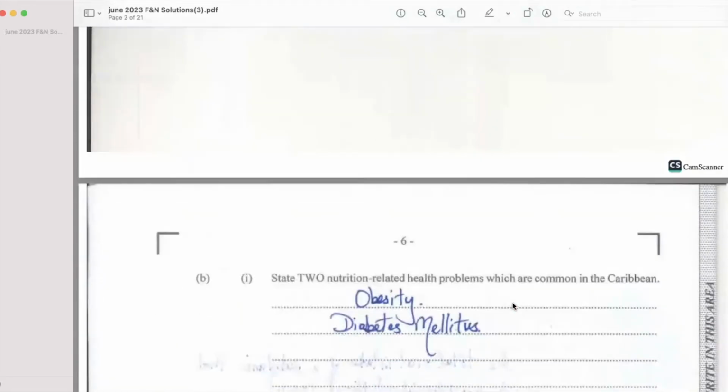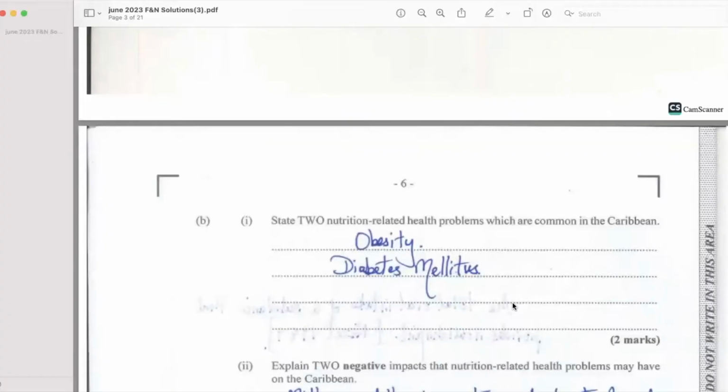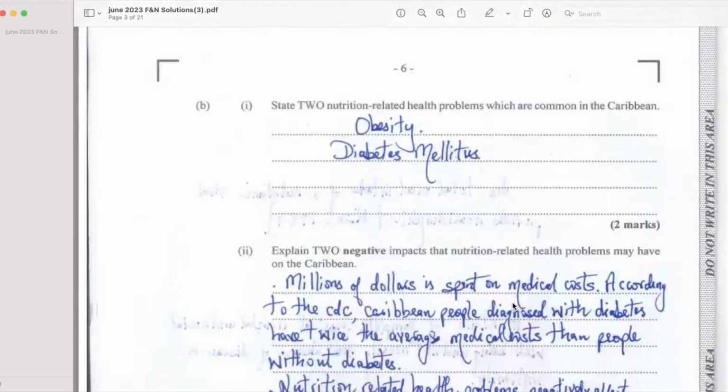Let's go to the next question. State two nutritional related health problems which are common in the Caribbean. Obesity is one, diabetes is another, and you have more, heart attack and all of those. Yeah, stroke can be some of the options as well. 2 marks.